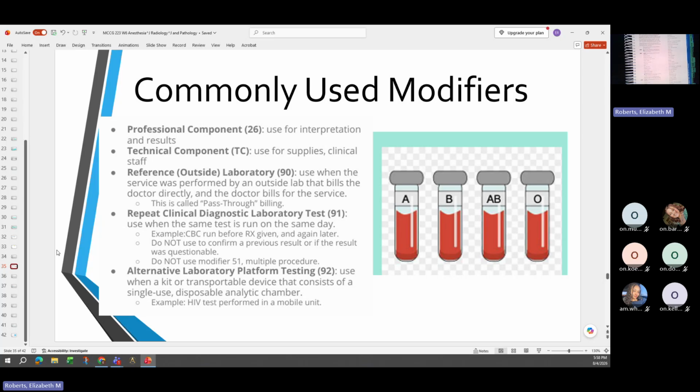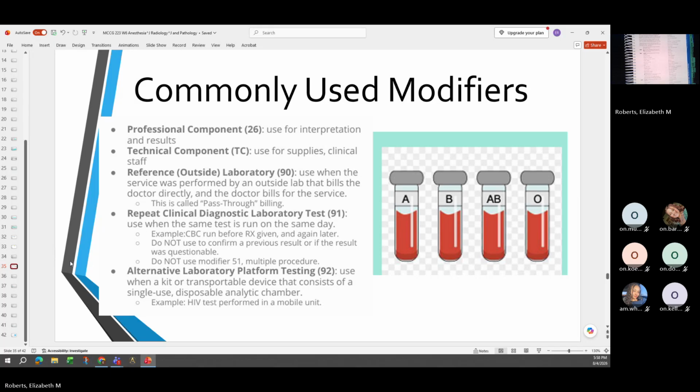The lab doesn't want to bill the insurance. The lab doesn't want to deal with it. So what the lab does is they just bill us separately, and then we bill the insurance. So we collect from the insurance and give the lab their $45. That's called pass-through billing. I've never actually worked for a company that's done pass-through billing, but it's a thing.